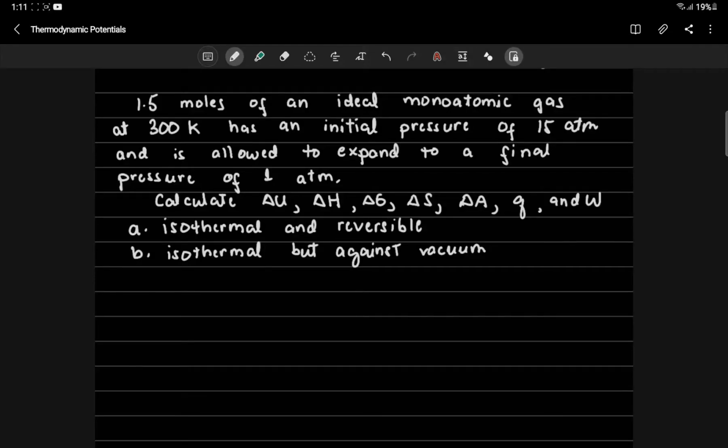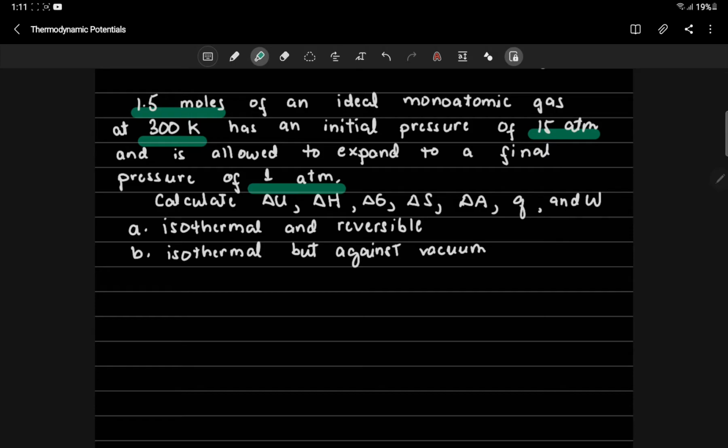Now let's try to solve a problem that involves the thermodynamic potentials as well as entropy, heat, work, and internal energy. So you have here 1.5 moles of an ideal monoatomic gas at 300 Kelvin, and it has an initial pressure of 15 atmospheres. Okay, so 1.5 moles, 15 atmospheres, 300 Kelvin. Now, it's allowed to expand to a final pressure of 1 atmosphere.